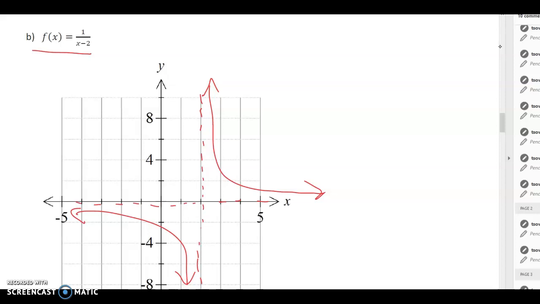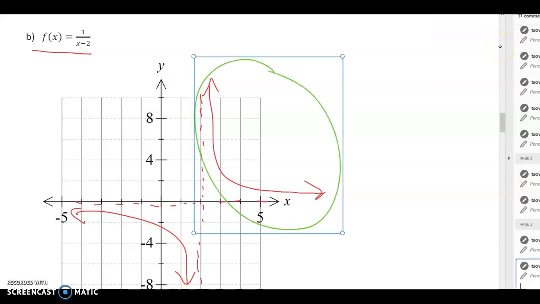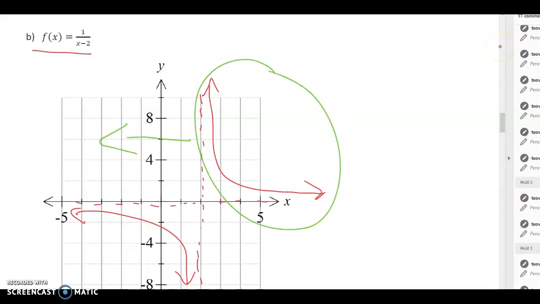Now, what happens if I flip this in the y-axis? Well, what would happen is all of this part is going to flip over to there, and all this part is going to flip that way. This asymptote here is going to jump over to there, and the asymptote for the horizontal one will still stay the same.